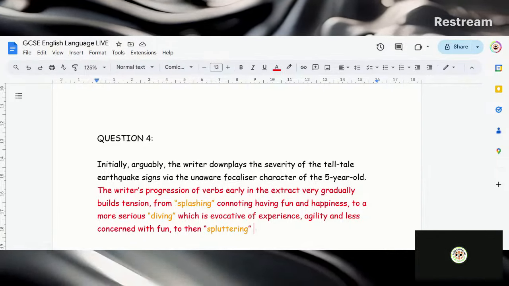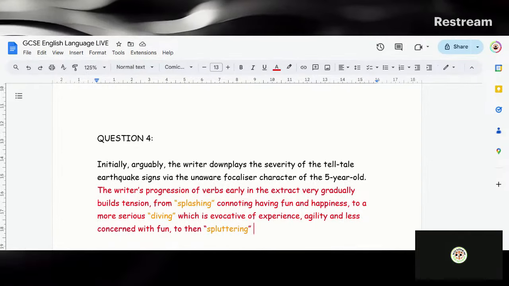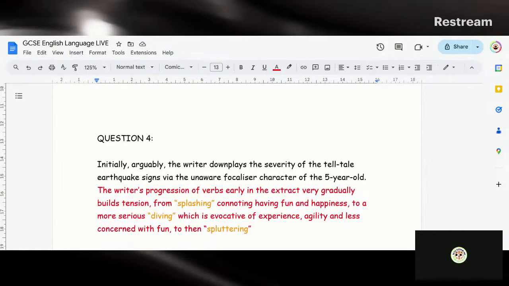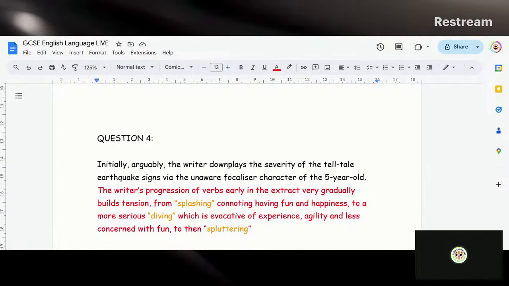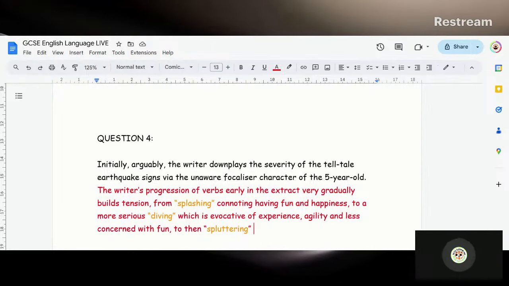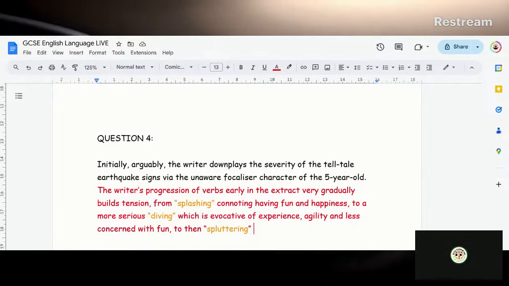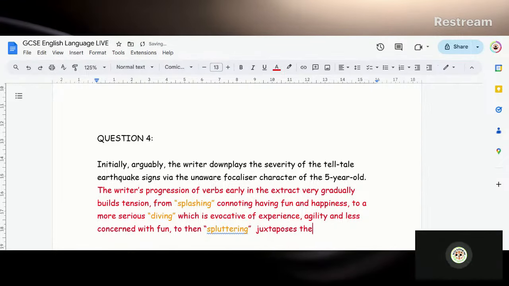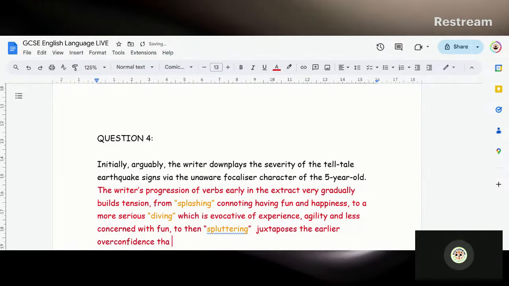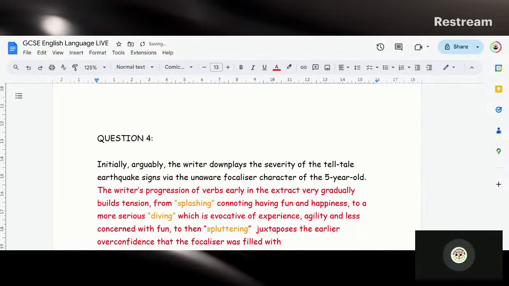Yeah, continuing on. So we're talking about the verb, spluttering. Now, spluttering juxtaposes the earlier confidence, or we can say overconfidence, that the focalizer was filled with, that nothing had ever gone wrong.